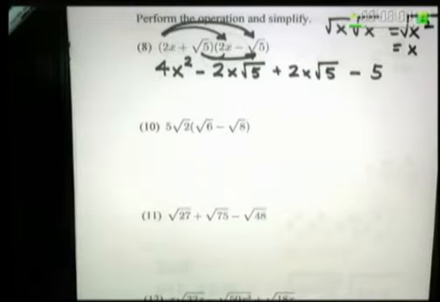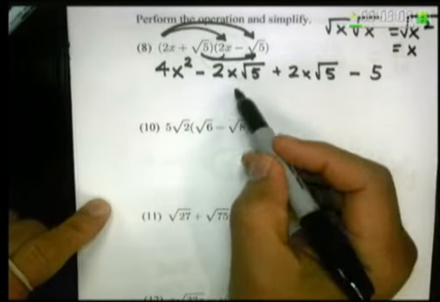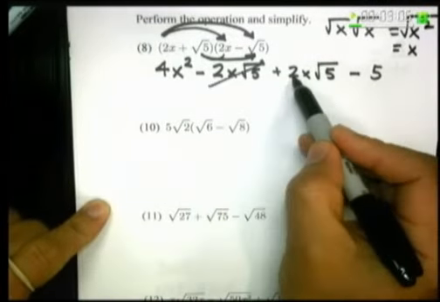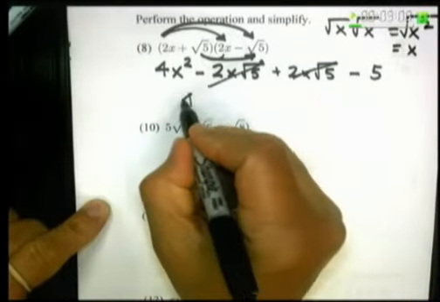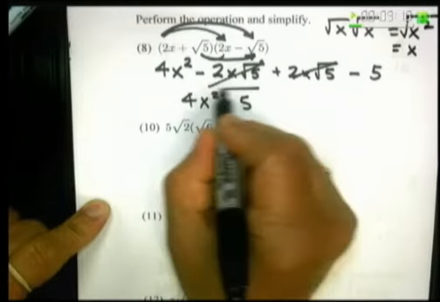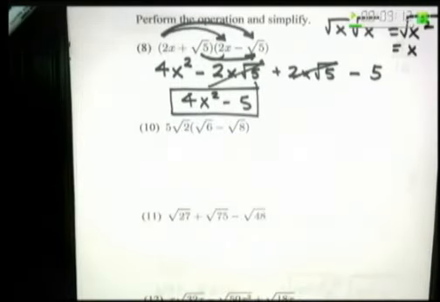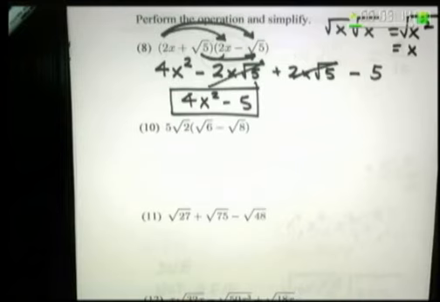All right, so now the middle terms can't cancel. So what are we left with? 4x squared minus 5, and we are done. Got it? Okay, now let me look at number 10 real quick, and then I'll do 11, and we'll move on from there.